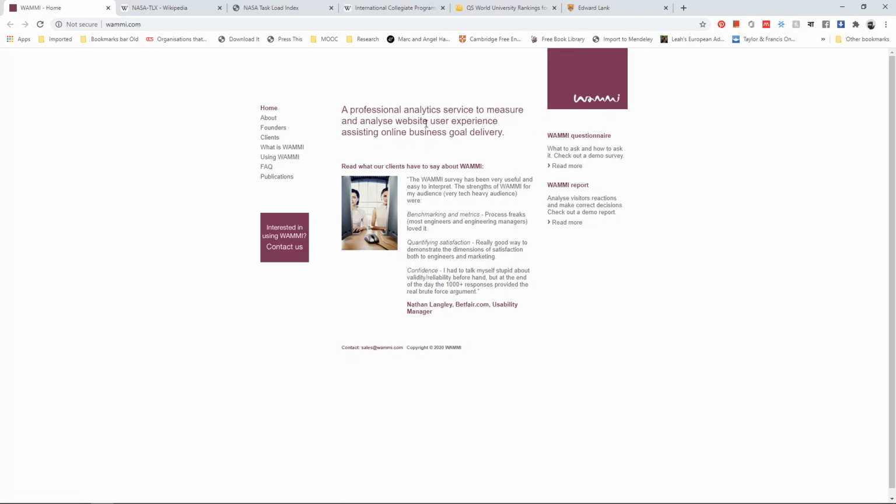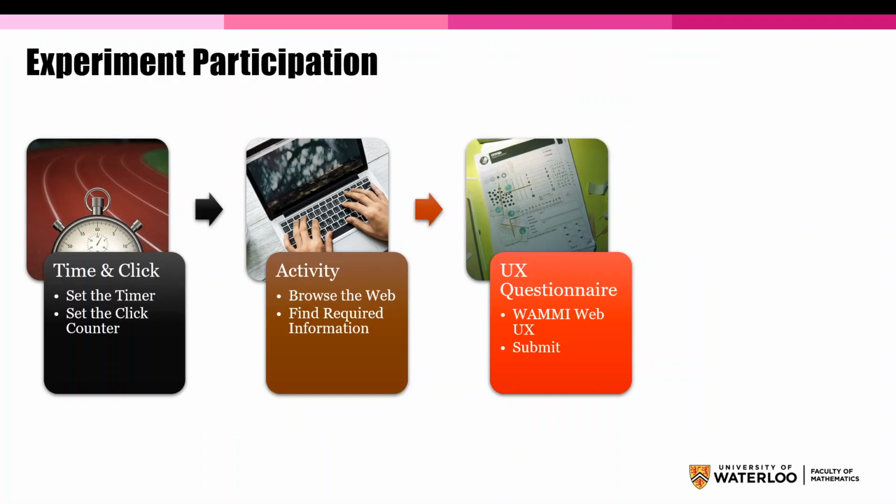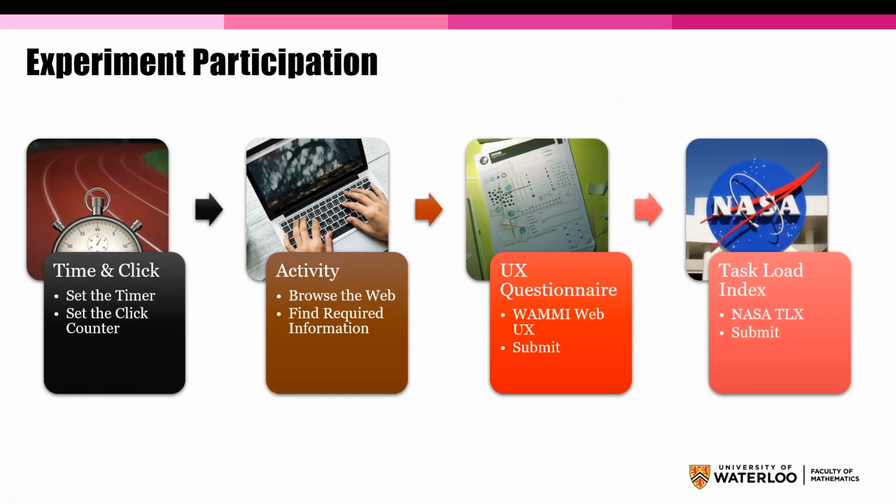So it's a professional analytics service to measure and analyze website user experience, assisting online business goal delivery. Though it is for business, we are using the same metrics for academic websites. Okay, so that has been done. And then finally, this is very interesting.